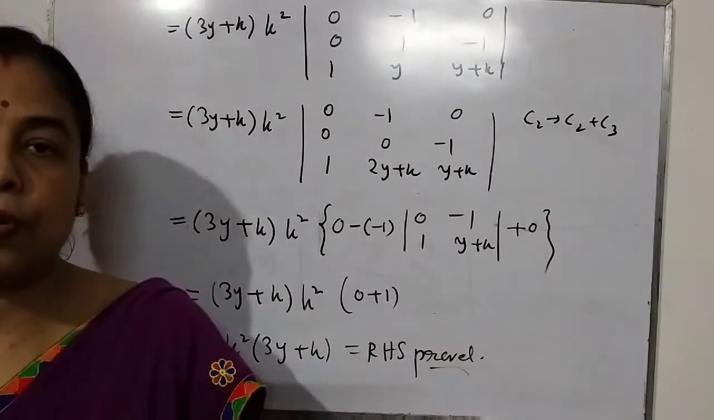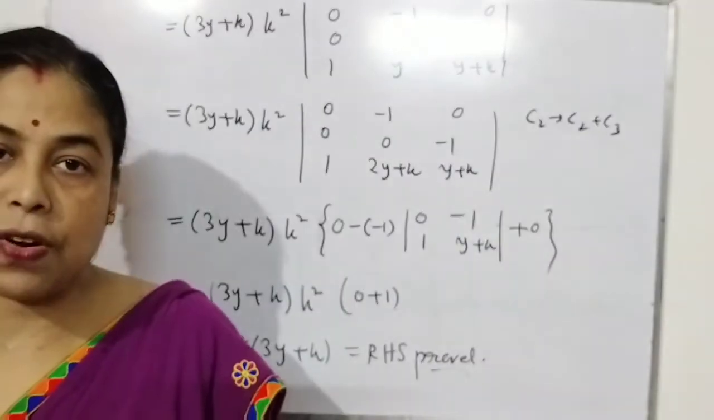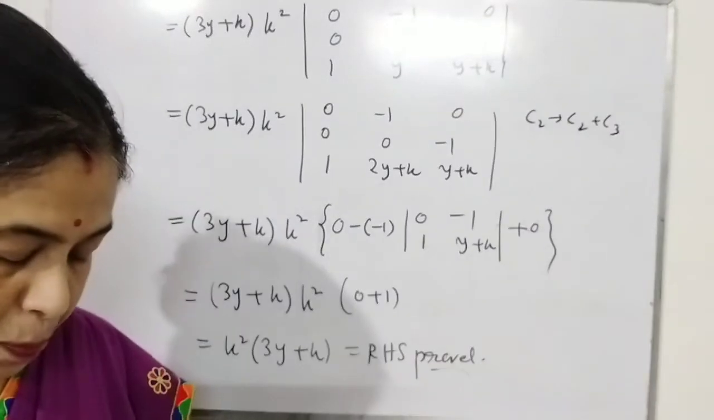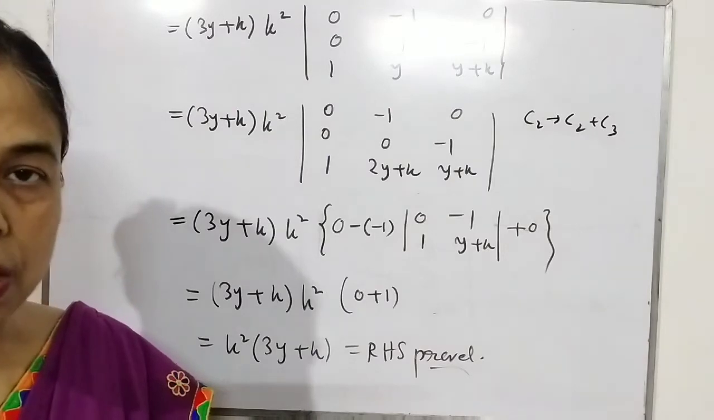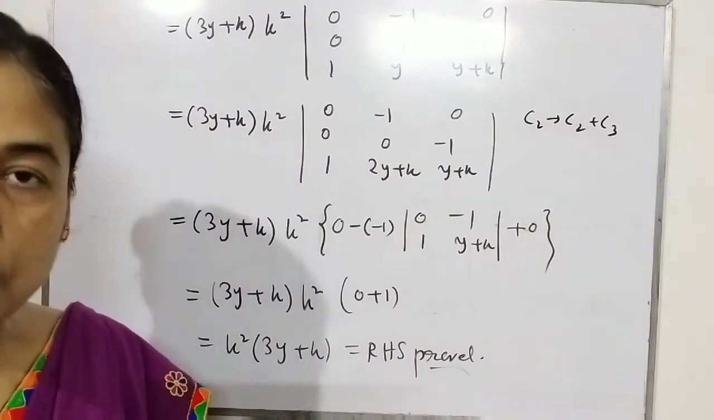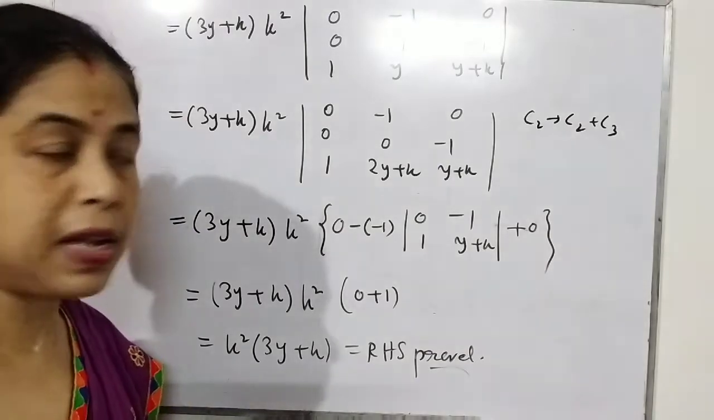10 of 1 I hope you can do yourself. Okay, try to do question number 1 yourself. The same procedure: first you add all the rows or columns. Column 1 replaced by column 1 plus column 2 plus column 3. You will get 1 common and then after that proceed like this. Okay, the solution of 10 of 1 you can do yourself.